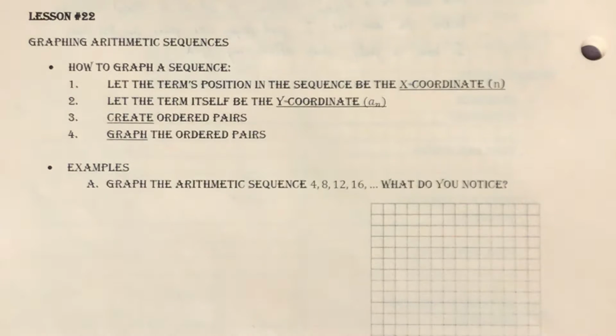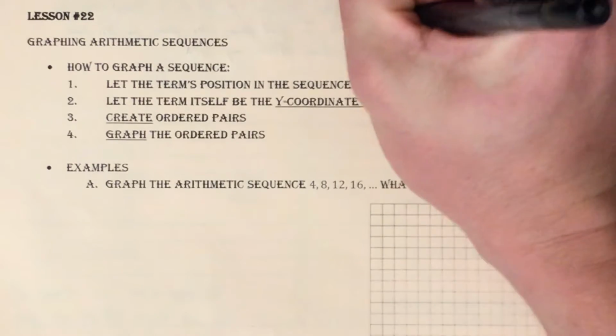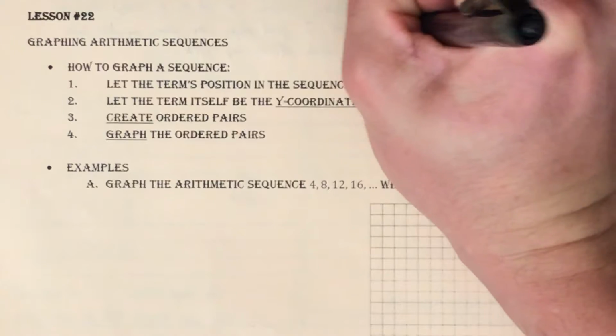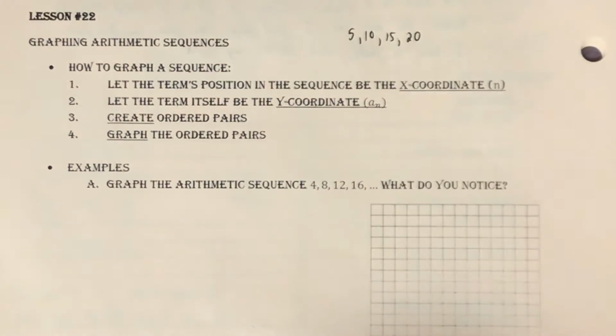Within this, there's kind of 4 things that we need to do. First is that we have to use the sequence. So I'm just going to give you an example sequence: 5, 10, 15, 20. So we had a 4-term sequence that they gave us.